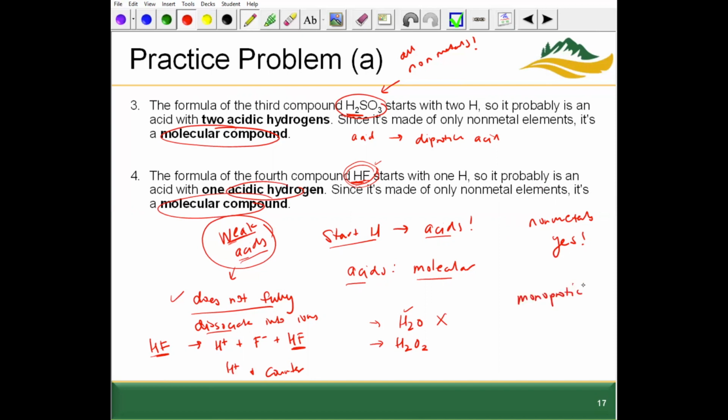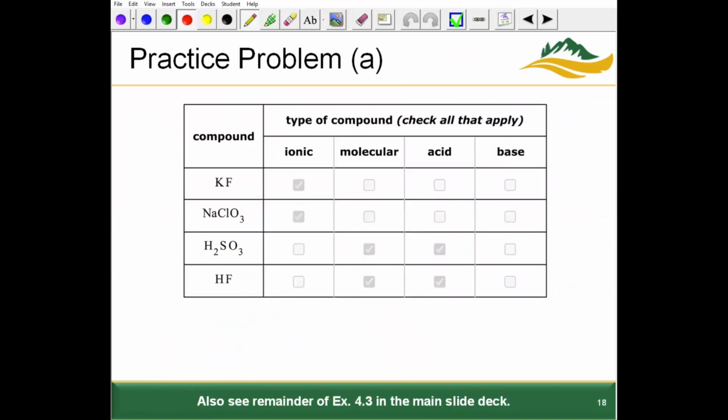So monoprotic here, diprotic here. Right, so these two hydrogens, but then just one hydrogen, so diprotic and monoprotic. That means our final table should look like this. We know we checked off just ionic for these two. These are molecular and they're acids.